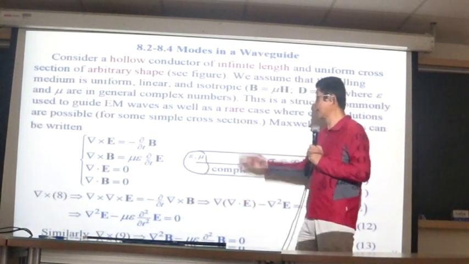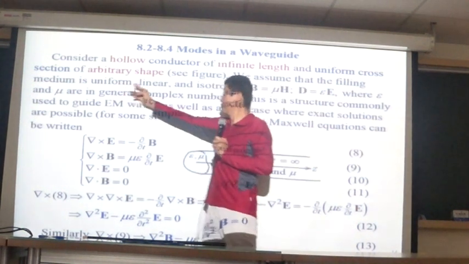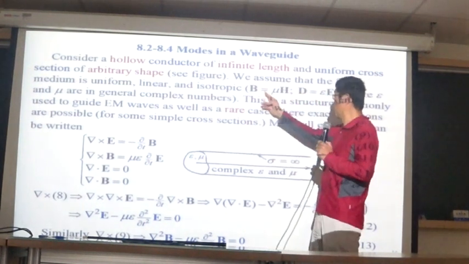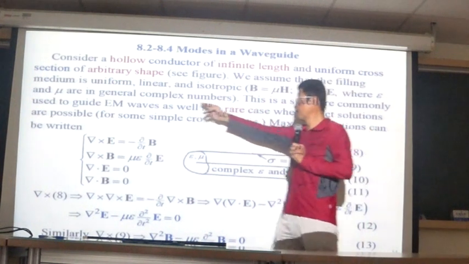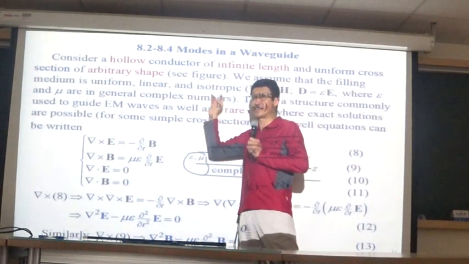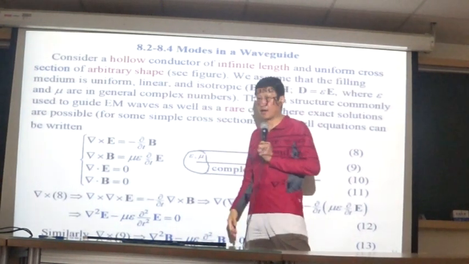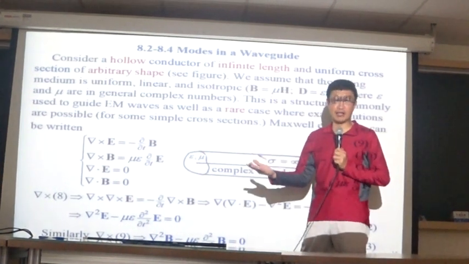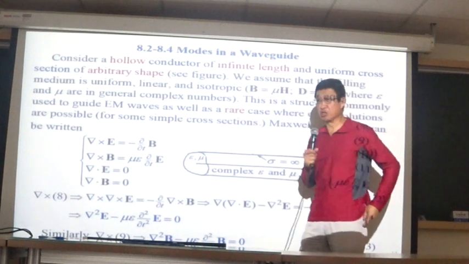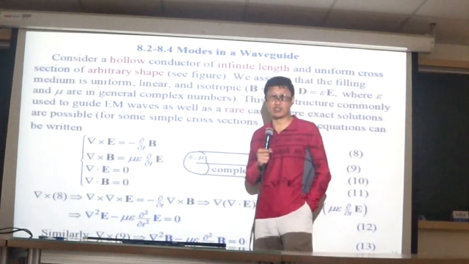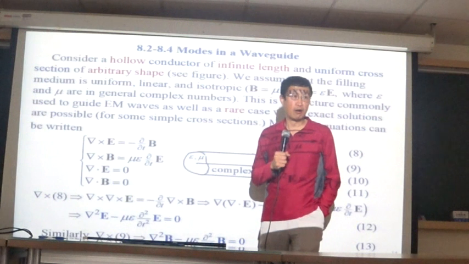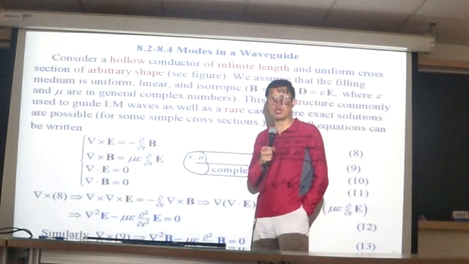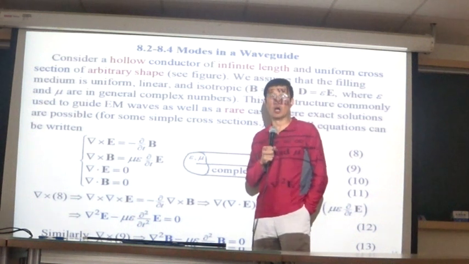Okay, so, lucky, it's uniform, linear, and isotropic. And the material inside is, in general, a complex number. And the conductor is just a normal conductor, not a superconductor. Yes, somebody tries to use superconductor as a waveguide material, but you know it's expensive, right? So normally we use copper or aluminum.